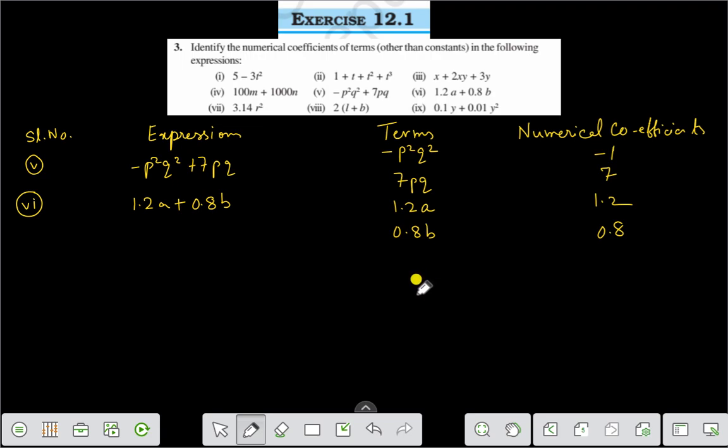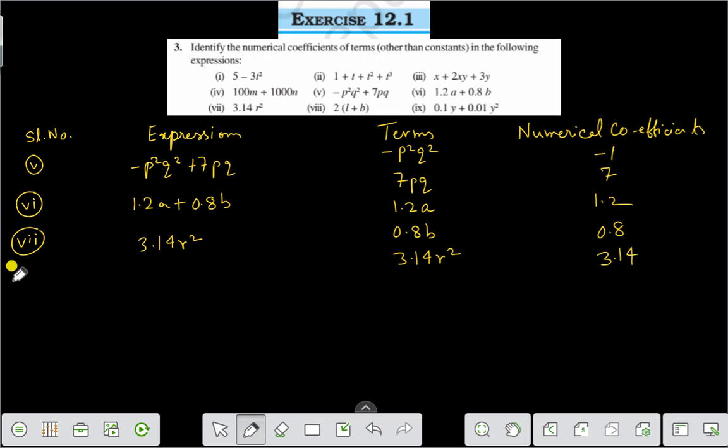The expression of question number 7 is 3.14 r square. Therefore there is only one term here, that is 3.14 r square. Here r square is multiplied with 3.14, therefore the numerical coefficient will be 3.14. And question number 8.